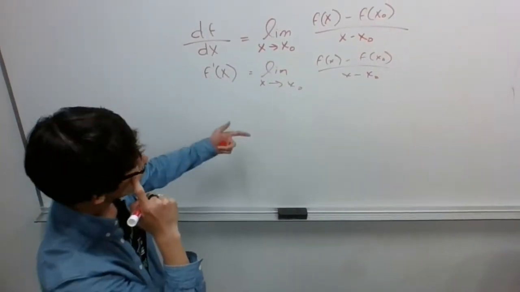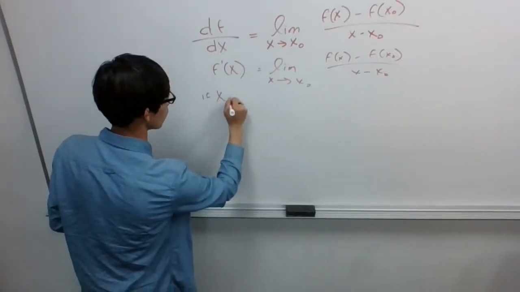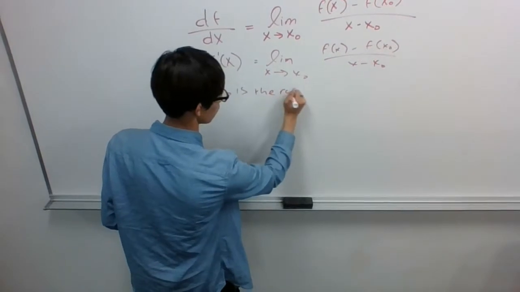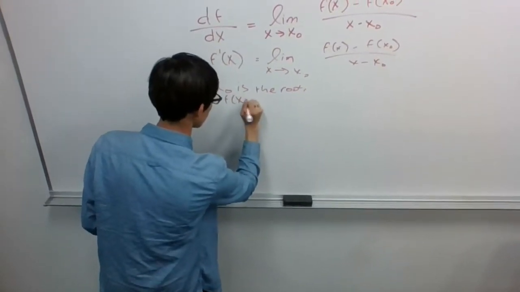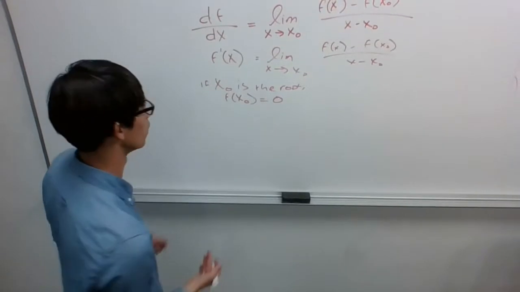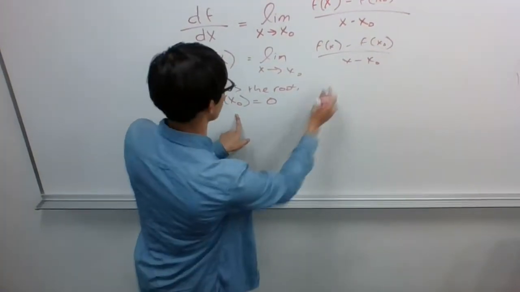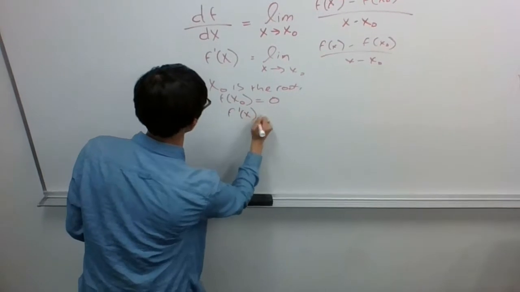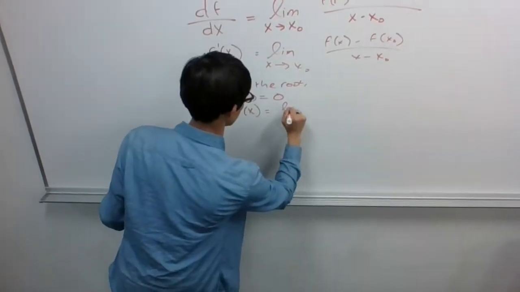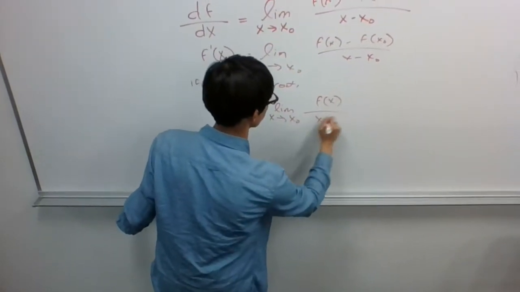So we know from the graph that if x0 is the root, then that would mean that f of x0 is equal to 0, because it hits the x-axis and its y is 0. So, knowing that, we have the equation f prime of x is equal to the limit as x approaches x0 of f of x over x minus x0.